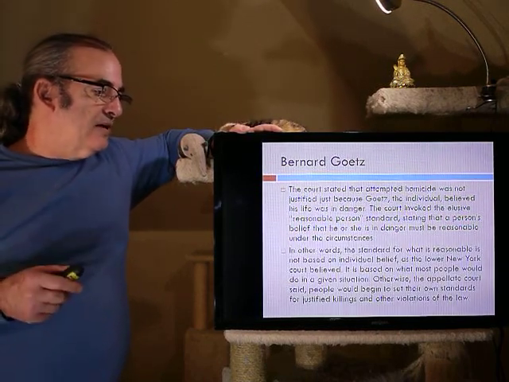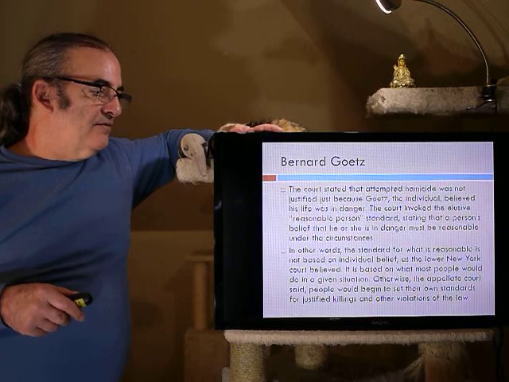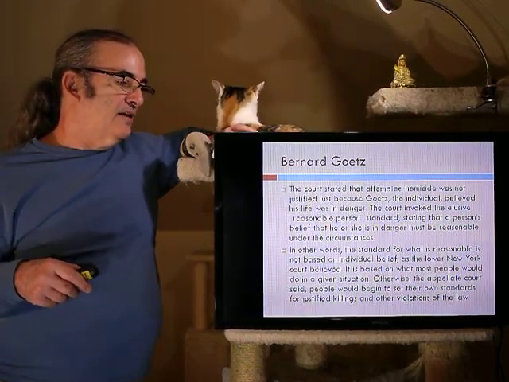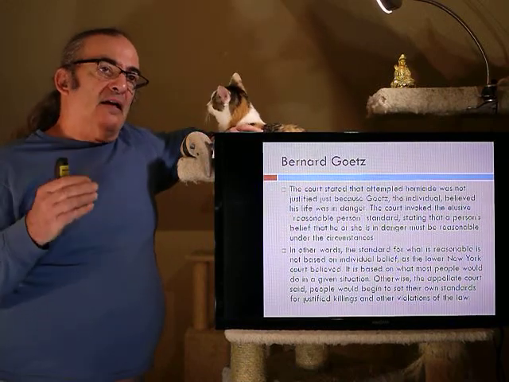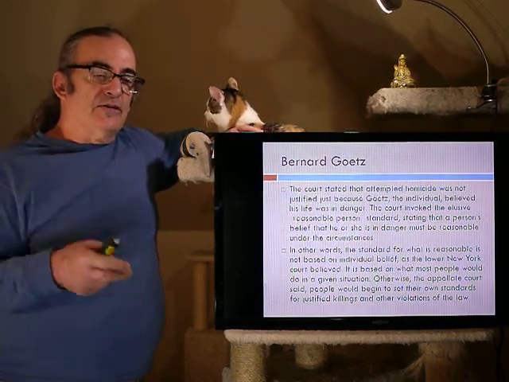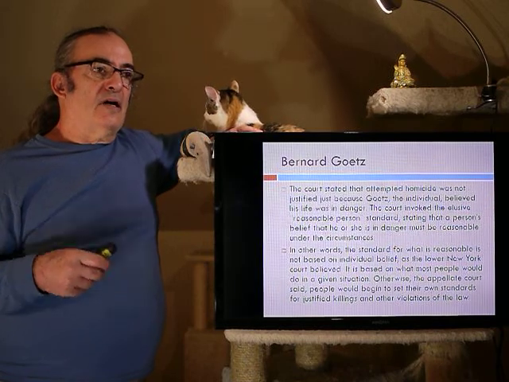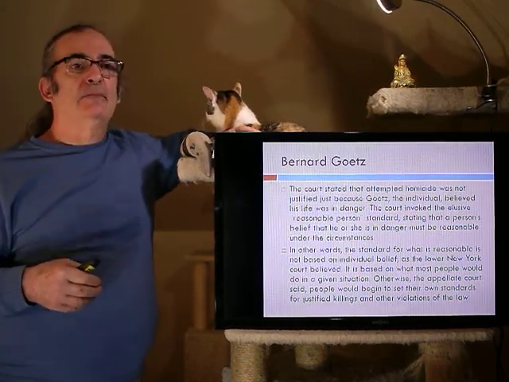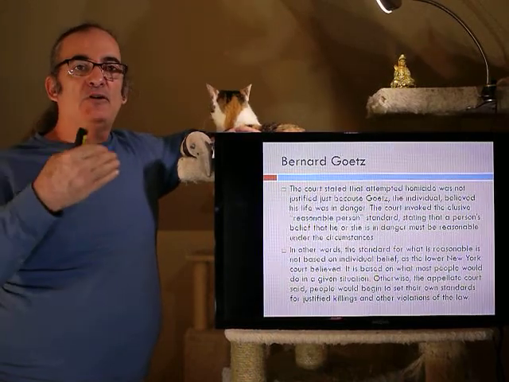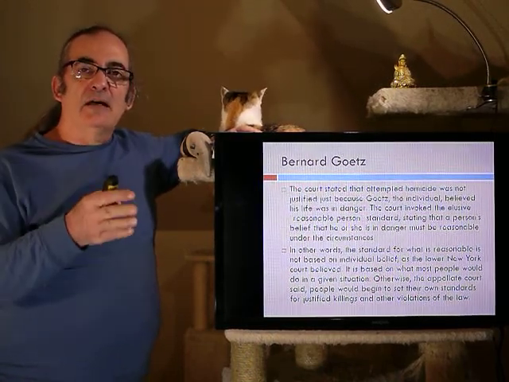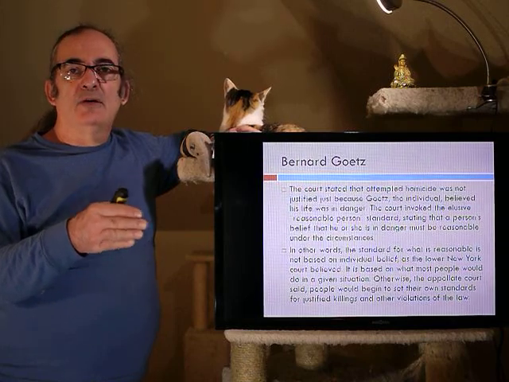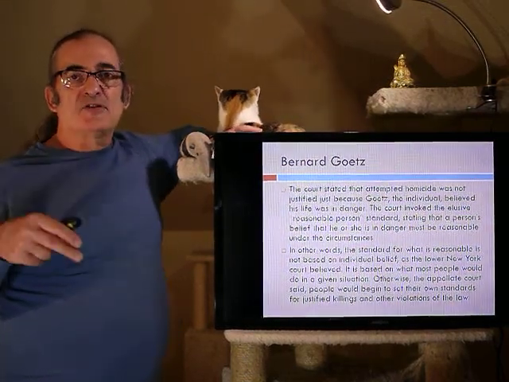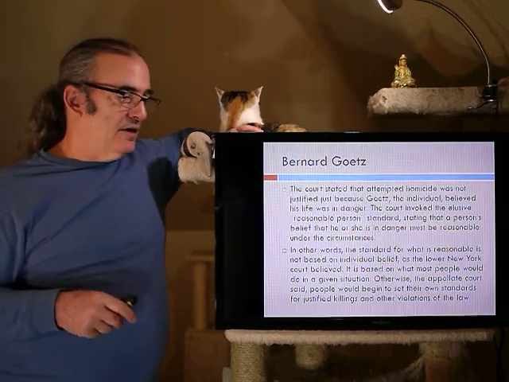In other words, the standard for what is reasonable is not based on individual belief, as the lower New York court believed. It's based on what most people would do in a given situation. And this becomes an interesting issue of psychological tension, because I'm arguing that I'm operating as a reasonable person. But who determines what a reasonable person would do in this situation? I think ultimately where people wanted that to go was back to the jury. What does the jury consider reasonable based on the instructions given by the judge, right?